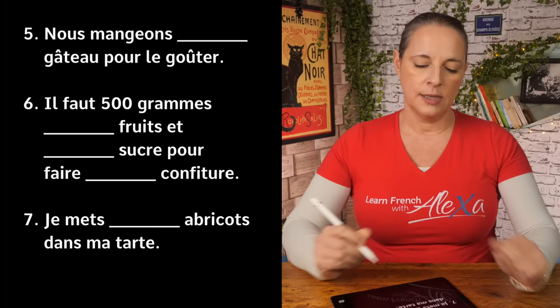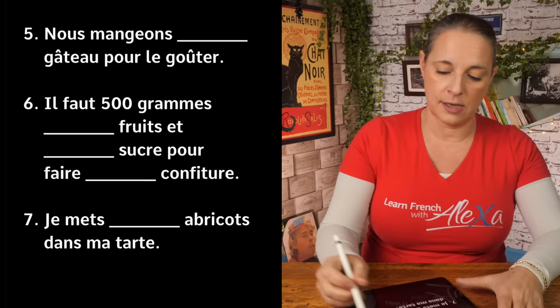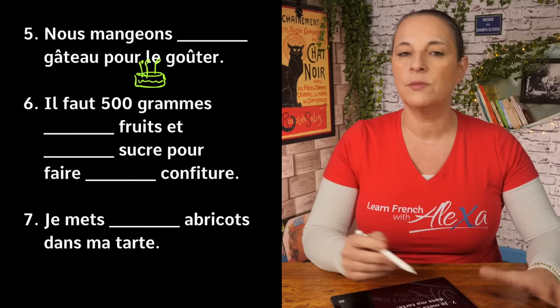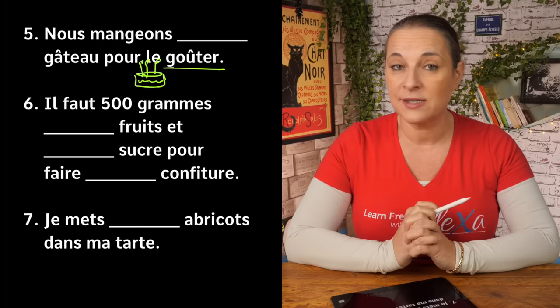Numéro 5. Nous mangeons, and then gâteau pour le goûter. Now, nous mangeons, we are eating, some gâteau, some cake. And I'm going to draw because, as you know, I do like my drawings. That's my gâteau. A birthday cake. Okay, so we are eating some cakes for goûter, 4 o'clock. You know the 4 o'clock, that's what you eat at 4 o'clock when you're a little peckish, and we call that le goûter. It's a snack.